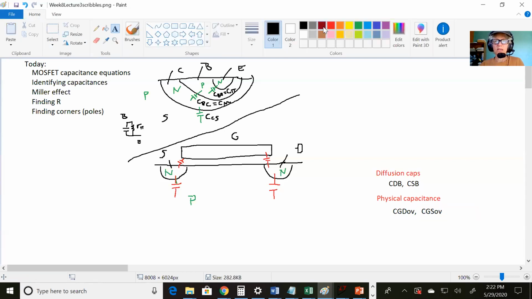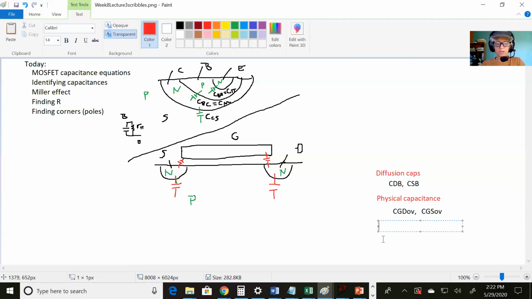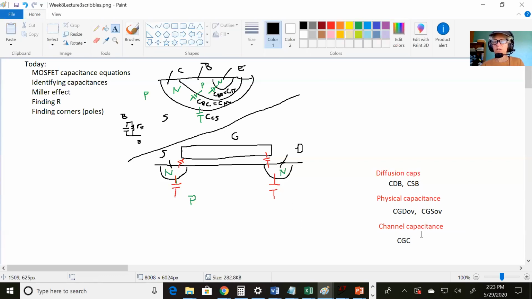Okay, and then the last one is channel capacitance, and that is just C gate channel. In different textbooks, they'll actually call it gate drain or gate source capacitance. A big bird just flew into my tree. And that's where you can get it confused with the overlap. That's why it's safer to call them gate source overlap and gate drain overlap, to distinguish them from what textbooks call channel capacitance.